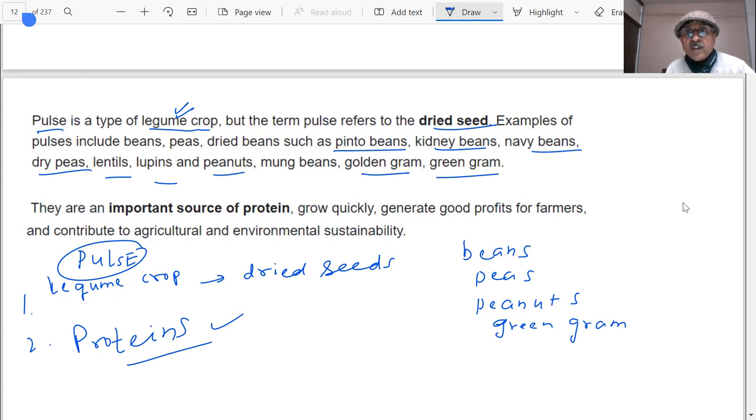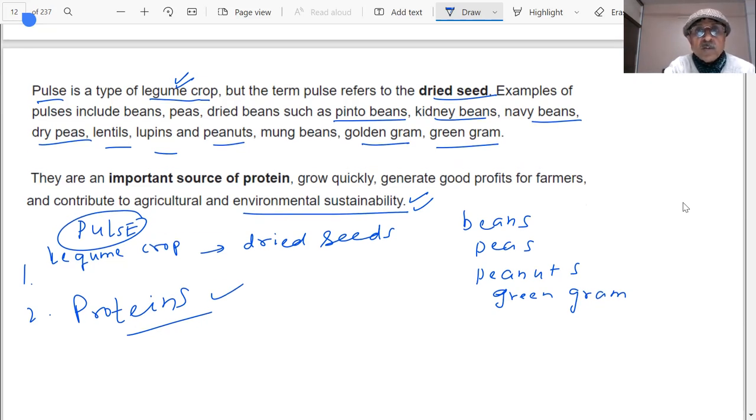They grow quickly, generate good profits for farmers also, contribute to agriculture and environment sustainability also. So the legume crop is very important because it is also environmental sustainability. So these crops are very good. They are good because they will provide us a lot of proteins which are required for the growth of the human body. So proteins ka pata lag gaya.